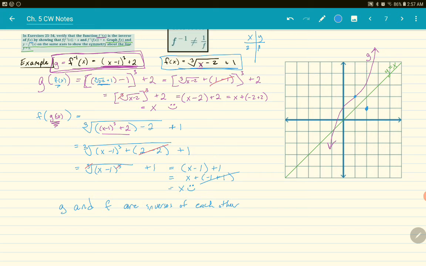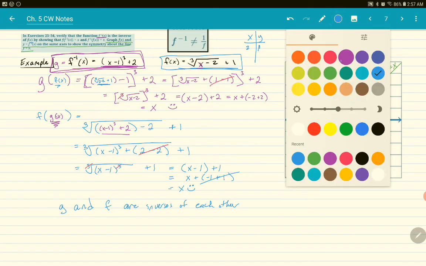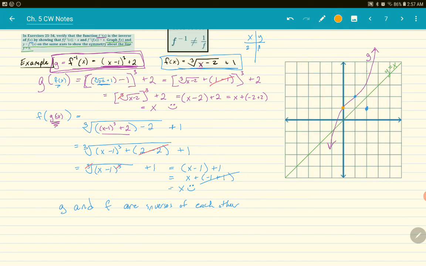Let's pick another point from this graph. Let's see, there's one over at 0, 1. So let's input a 1 and see if we get a 0. If I input 1 there, I get negative 1 minus 2. So that's cubed root of negative 1, which is negative 1 plus 1, which gives me 0. So that point reflects to here.